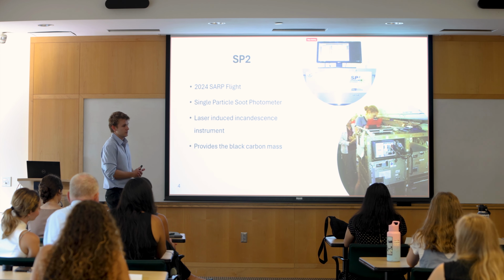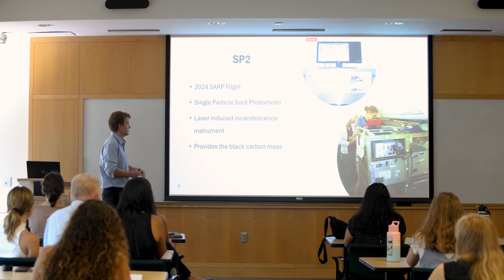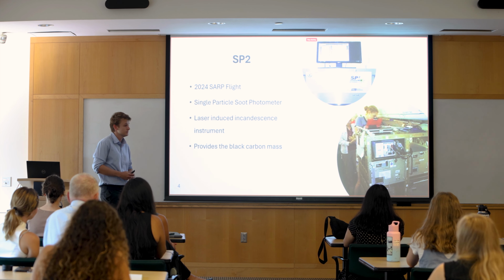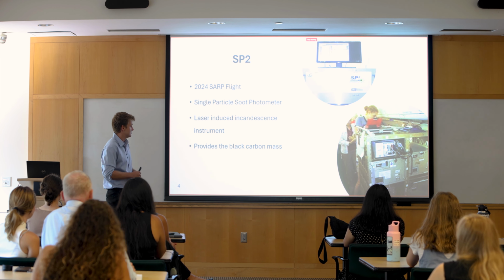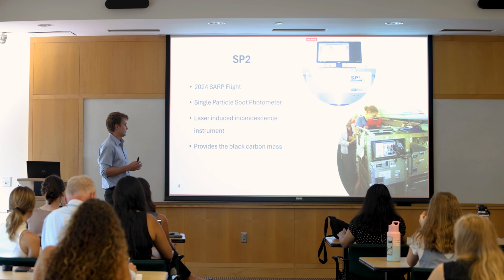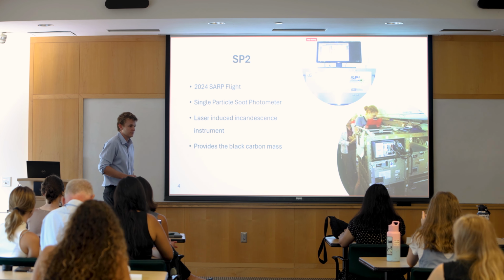So how do we get this black carbon? How did I get this data? Well, we used the SP2. So we flew an SP2 on our 2024 SARP flights on the P3B. Basically what the SP2 is, it's a single particle soot photometer. How it works, it's a laser-induced incandescence instrument. So when I first saw that, I was like, what does that mean?